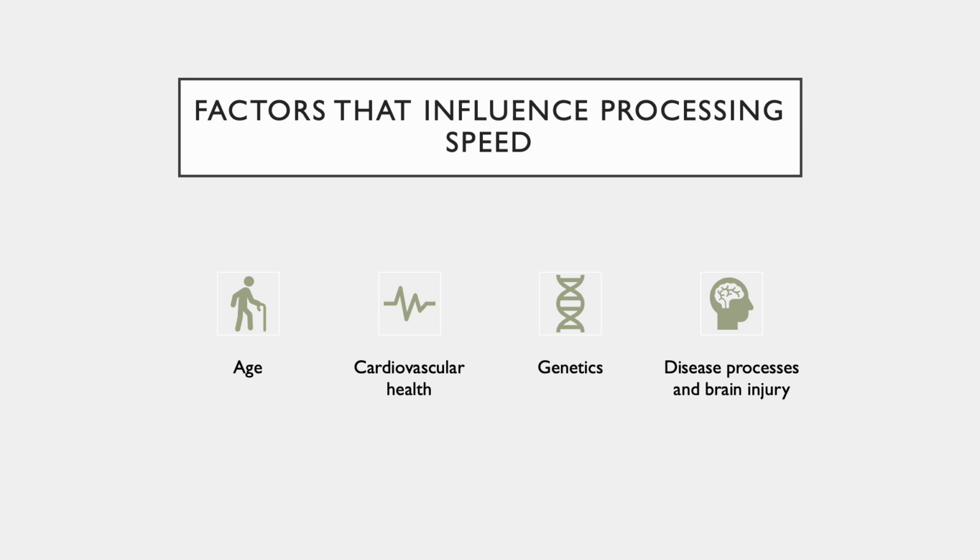As individuals age, they experience cell death in the brain. Poor cardiovascular health can also lead to widespread damage. Certain genetic factors are associated with a greater likelihood of developing diseases that impact the brain and can also be associated with slower processing speed. And disease processes and injury themselves are also directly linked through those biological processes we've just discussed.